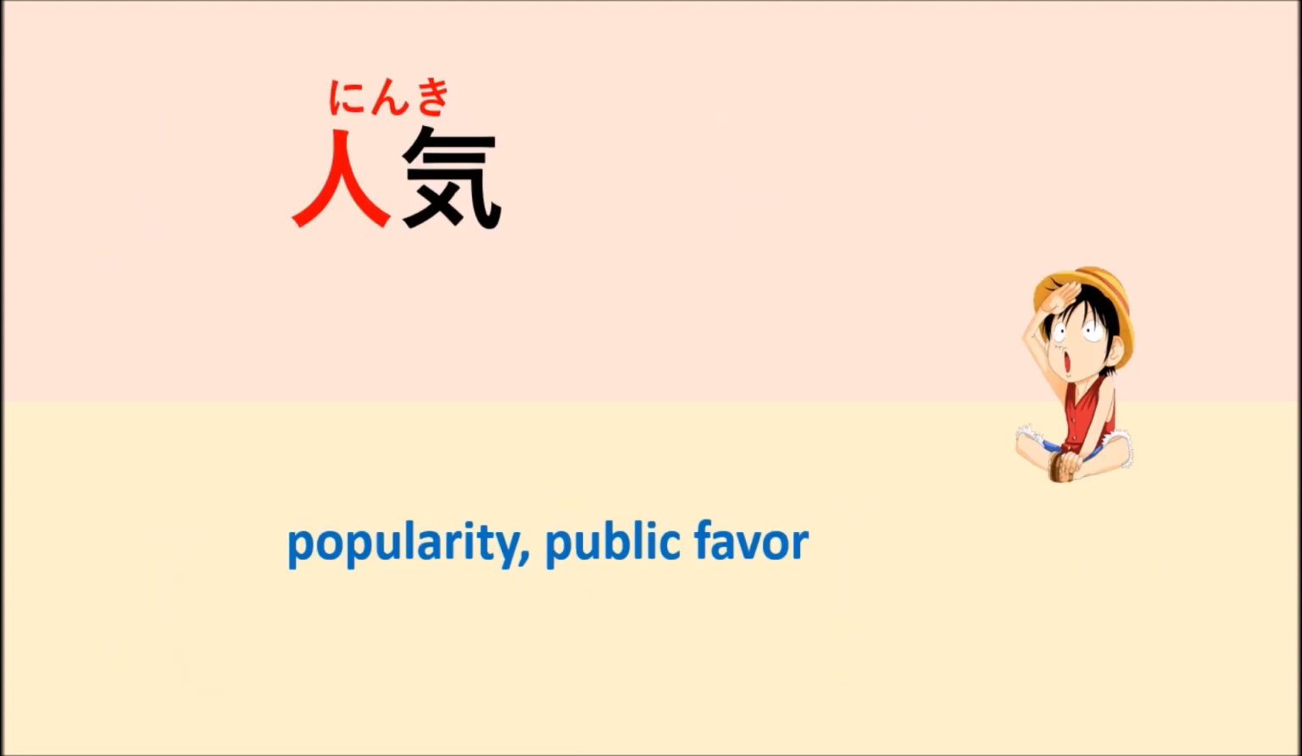Ninki. Ninki means popular, pretty, or public favor. If you come to Japan, you will see that One Piece is very popular in Japan. So if you know about Japan, you know that One Piece is popular. Nin means people, and the kanji of ki means heart or mind. So when you put them together as a compound, it means popularity.